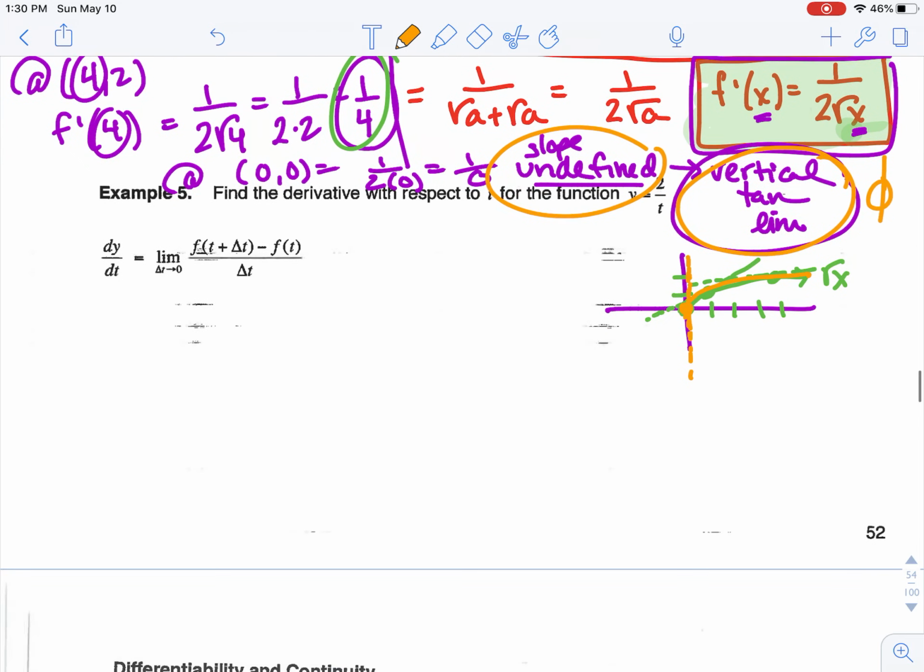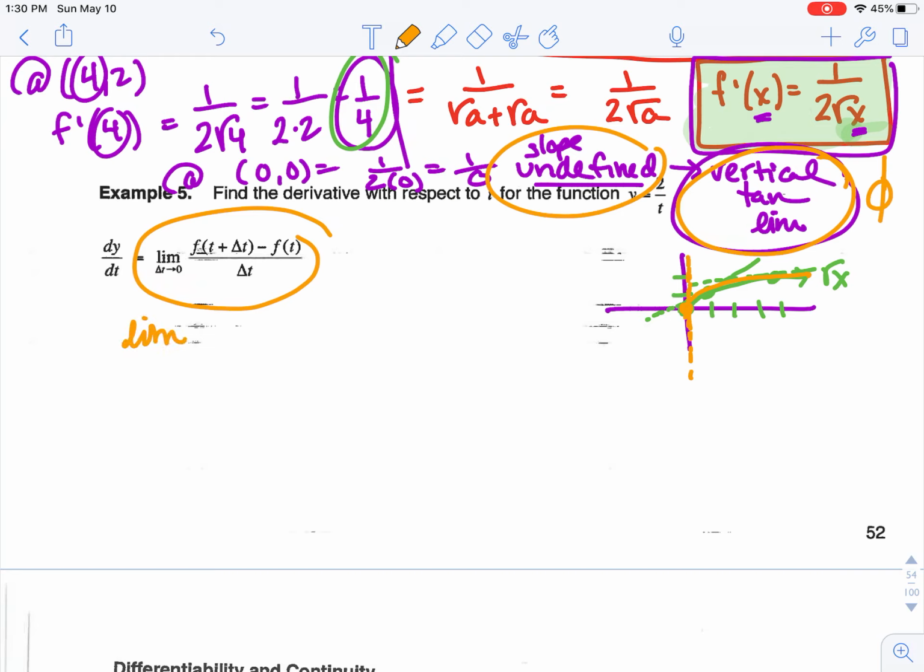Okay, last example. Find the derivative with respect to t for the function y equals 2 over t. Okay, so we're going to use, they asked us to use this one. So they just, again, changed variables. It's t this time instead of x. Not a big deal. You can still figure it out the same way.